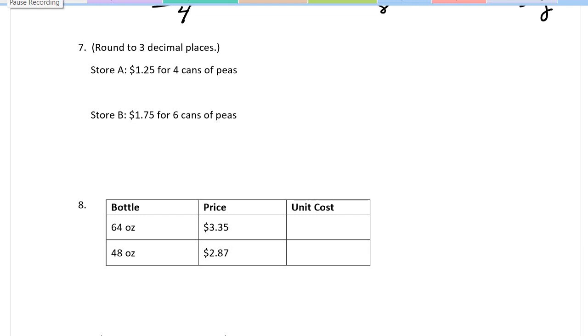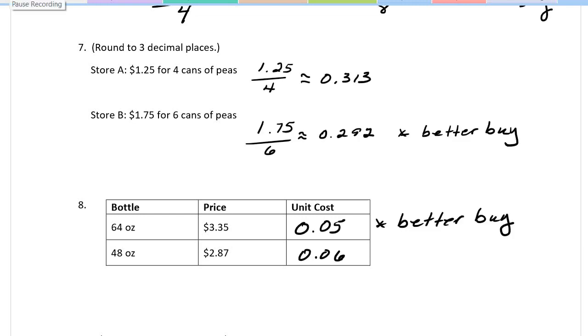Problem 7 is a little bit different because you're asked to round to 3 decimal places. Problem 8 is a little bit different just in the formatting of the question. And there are your answers for those two problems.